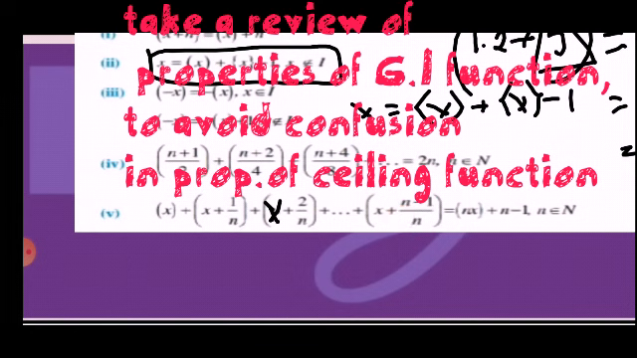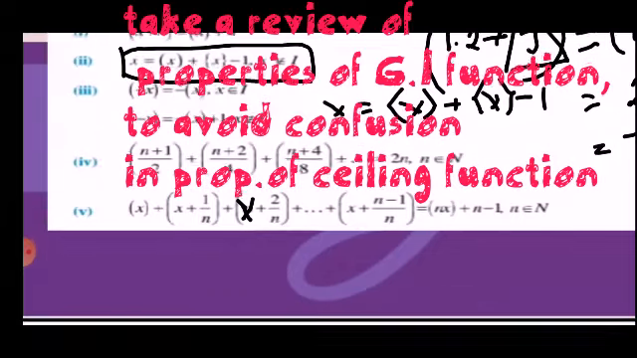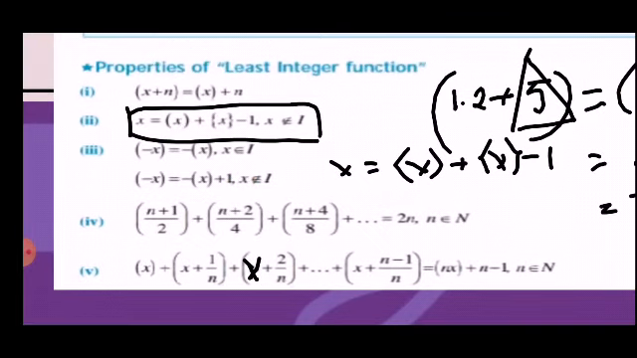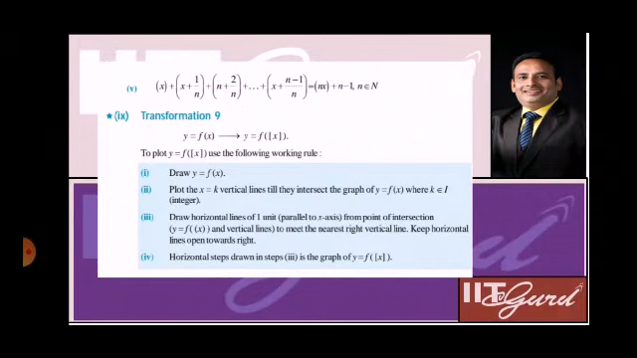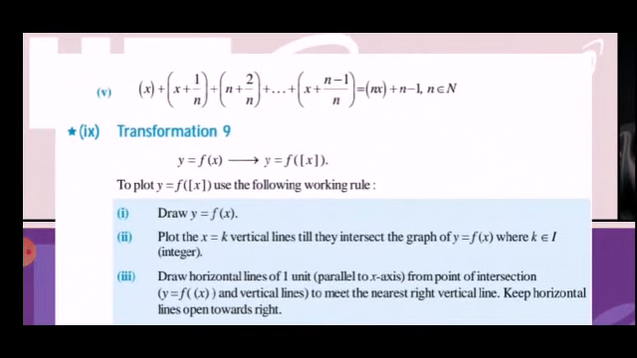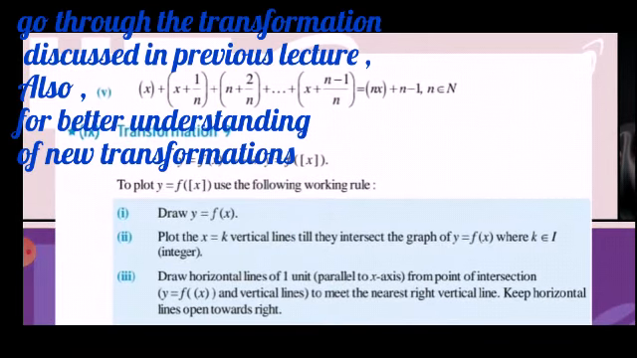from first of all, each and every part you will get n times of x. So n times x ceiling, that's the ceiling part of nx, right? And plus n minus 1, where n belongs to natural numbers, means positive natural numbers. So once again, if n belongs to natural numbers, then the ceiling of x plus ceiling of x plus 1 by n plus ceiling of x plus 2 by n plus so on, up to x plus n minus 1 by n, is nx ceiling plus n minus 1.